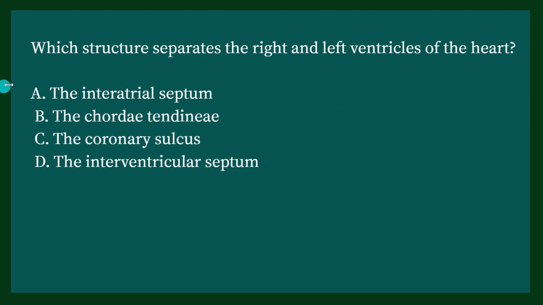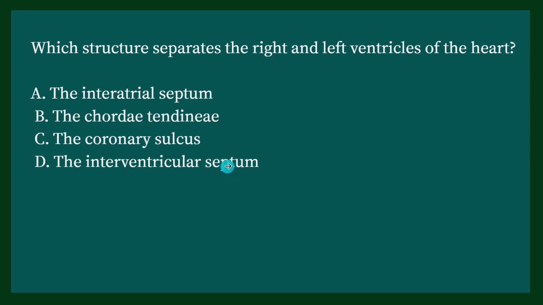One more question. Which structure separates the right and left ventricles of the heart? So I talked about this kind of toward the end. It would be the A, interatrial septum. That's the one. And then B, the chordae tendineae. We didn't talk about that. The coronary sulcus. We didn't talk about that. The interventricular septum. Uh-oh.